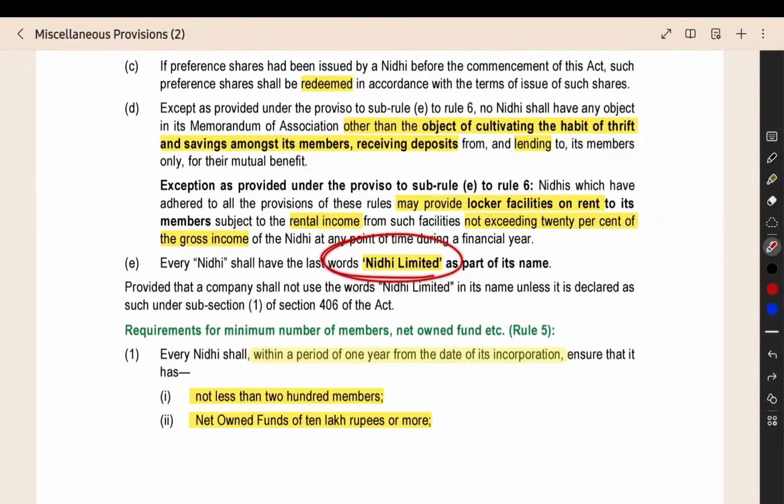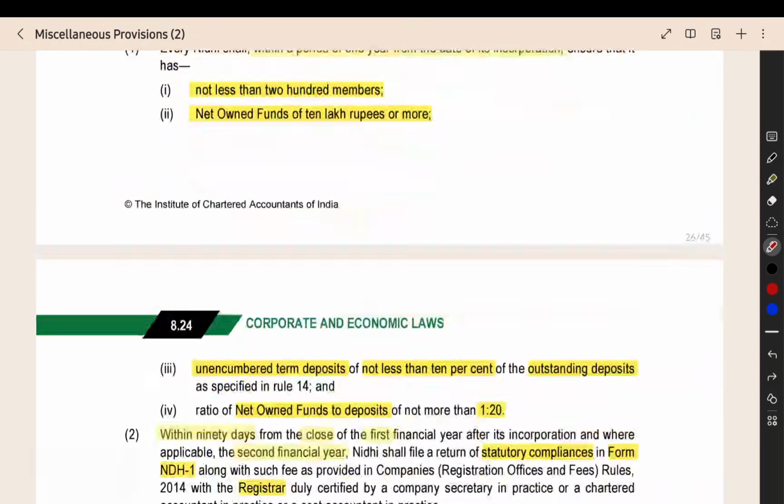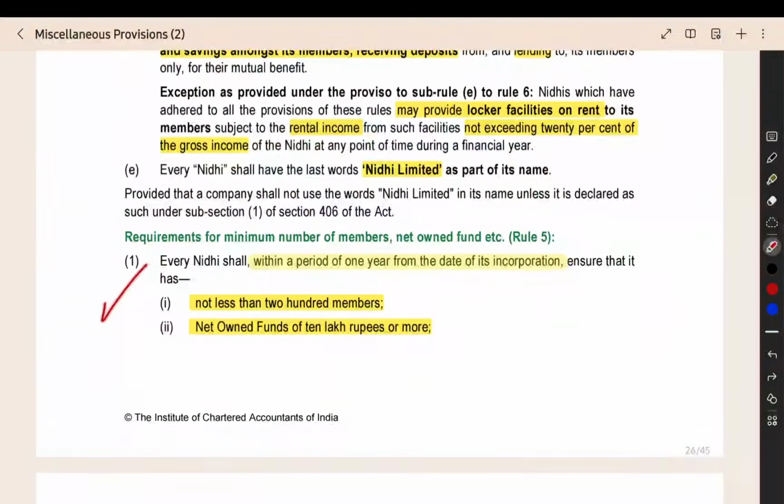So that is there. Nidhi Limited should be the name. The name should have Nidhi Limited as a part of it. Now this process we can see at last.